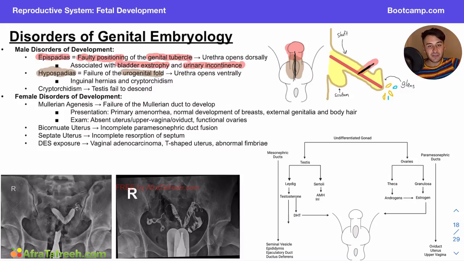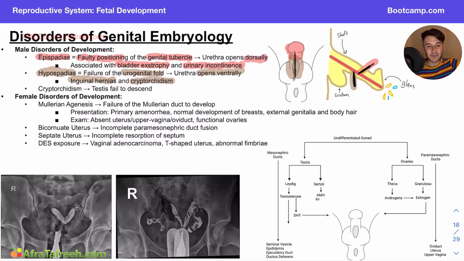Now, what happens when this doesn't zip up properly is we get an abnormal connection here along the bottom side of the penis. This is the ventral side. And so we're going to have abnormal connection here, and our urine is going to come out of the bottom of the penis. And this is also going to lead to urinary incontinence. And there's also some high yield associations to know on step 1, and that's going to be that it's associated with inguinal hernias as well as cryptorchidism. And remember that this is going to be an opening on the ventral side, whereas in epispadias we had an opening on our dorsal side.